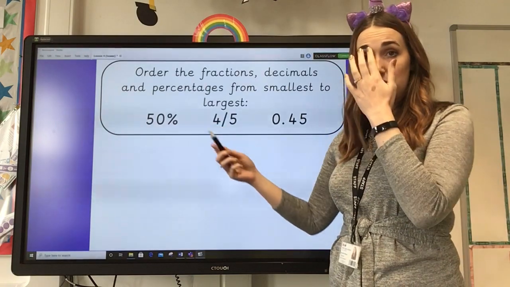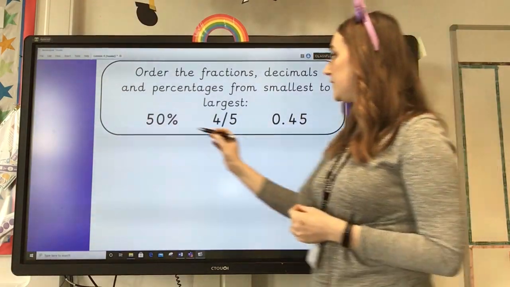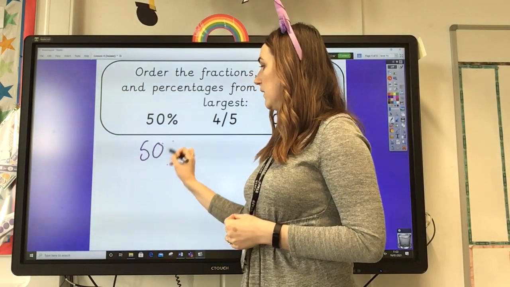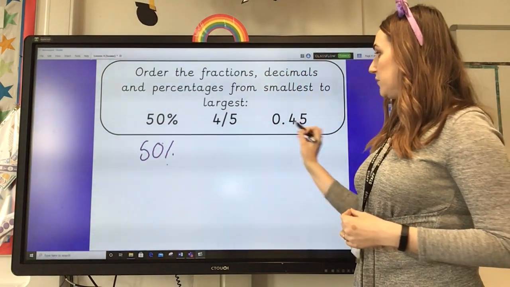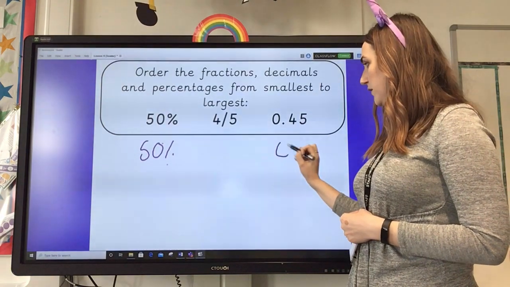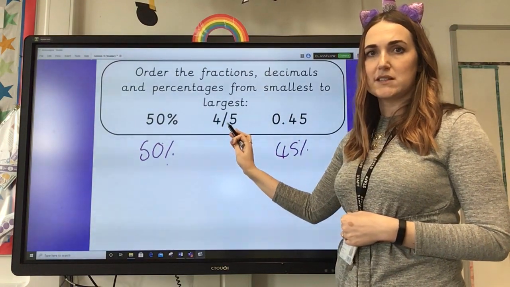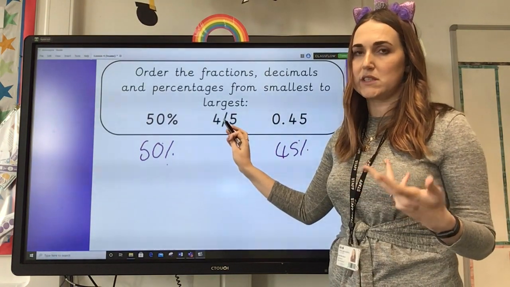The first one's a percentage, so I might go across. I'm going to write them all as a percent. So we've already got this as 50%. I'm going to leave this one for a minute. This one is a percent, 0.45, 45%. Now this one's going to be tricky. I'm going to do it as the fraction over 100 method. You could do it with the division method.